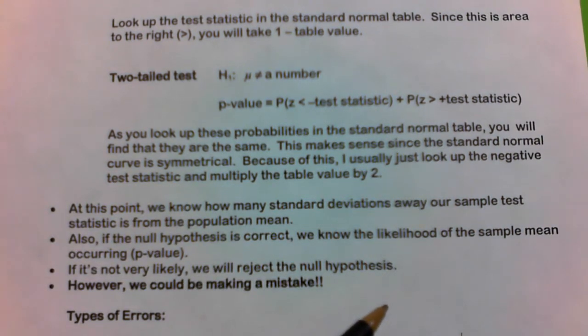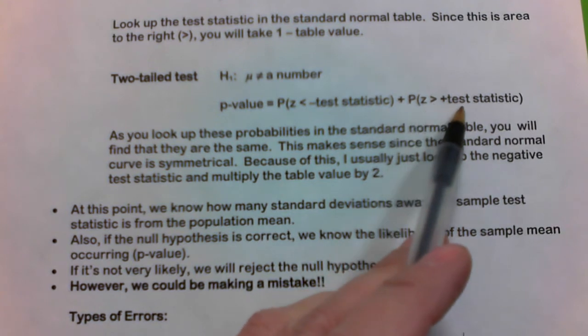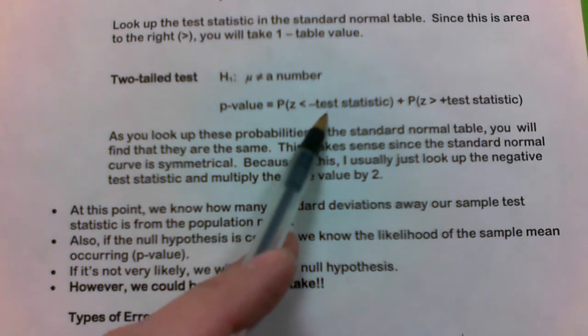So in step 2, you calculate a test statistic. Let's say we calculated positive 2.33. So over here we would have z is greater than positive 2.33. Over here we would have z is less than negative 2.33.